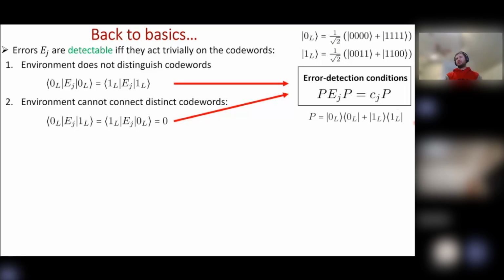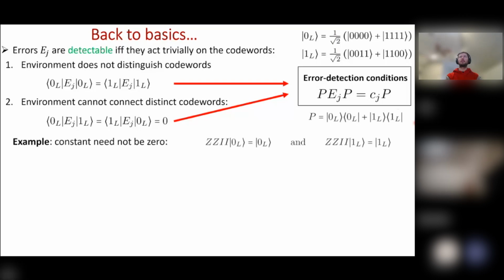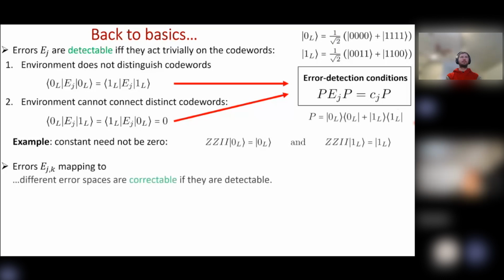And this constant need not be 0. Okay, so for example, your stabilizers will satisfy this condition with a constant that's +1, as I write here. The errors, now, what about correctable?